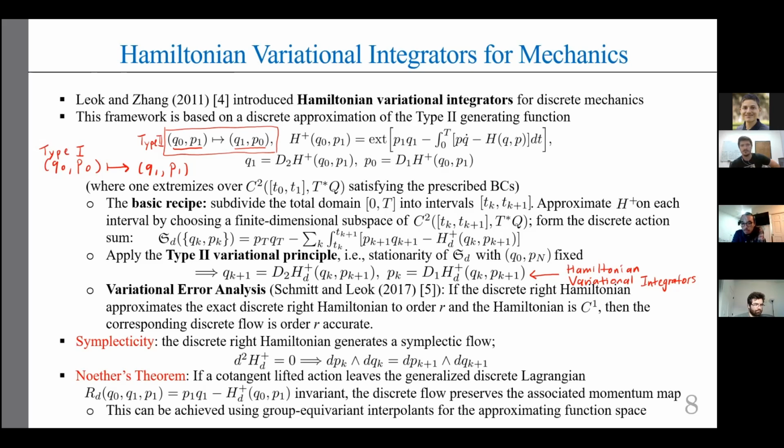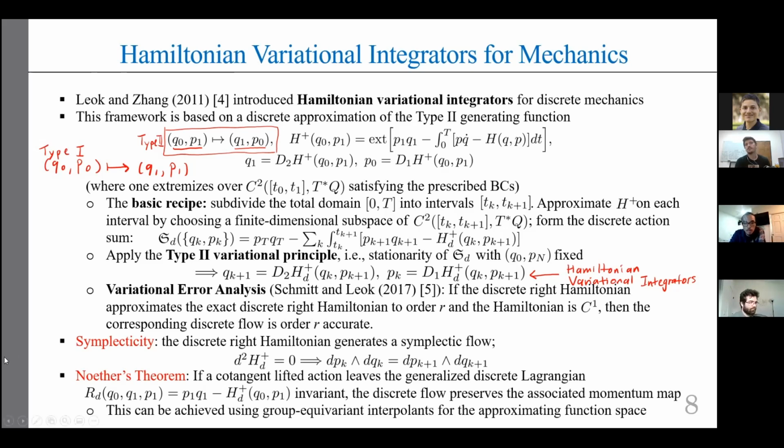So one of the nice results about this class of integrators is this variational error analysis result, which says that if you can approximate your generating function to order R and the Hamiltonian is, say, C1, then actually the discrete flow is order R as well. So instead of having to analyze these numerical methods and doing Taylor expansions and seeing what the order of accuracy is, you only have to look at how well you're approximating your generating function, which just has to do with functional analytic arguments about your approximating subspace. So it's actually an extremely nice result.